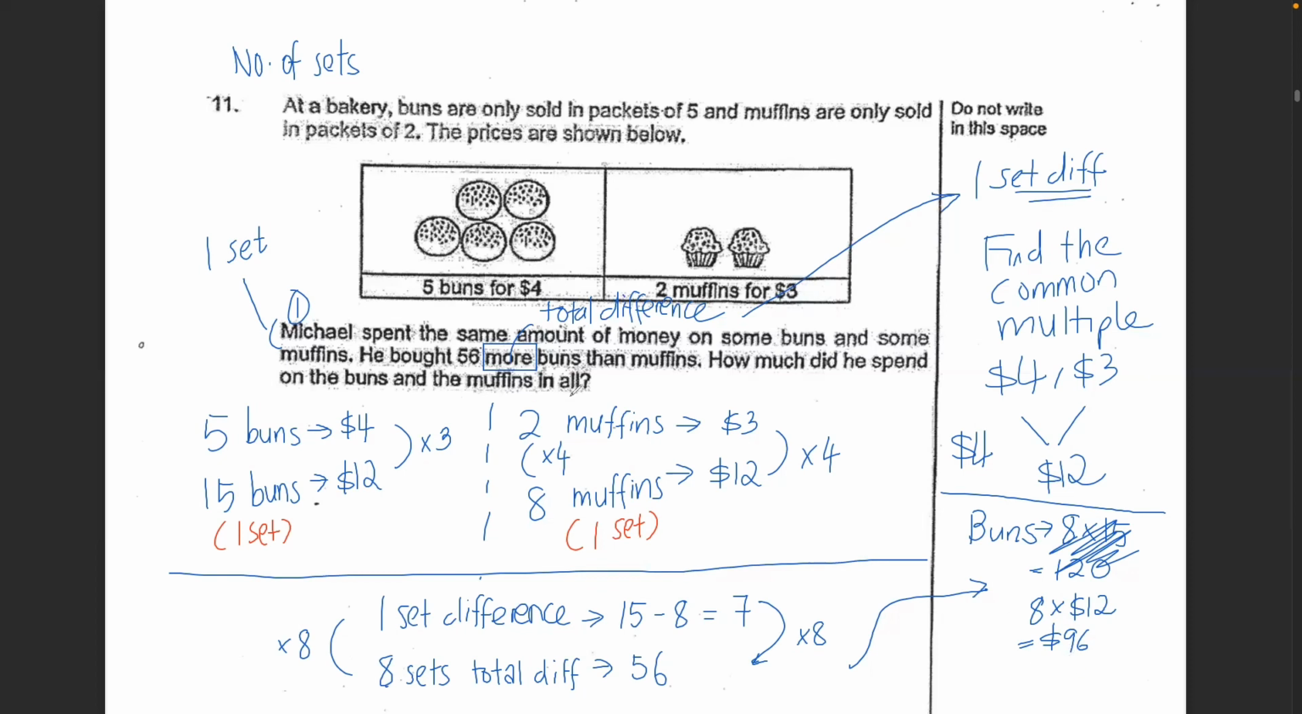All right. Now, the question is not asking how much on buns, how much on muffins. The question is asking how much in all. Agree so far? So you just have to do 96 times 2, and that will give you a very beautiful answer of 192. And this is my answer for this question, and this question falls under the topic or the concept of number of sets.